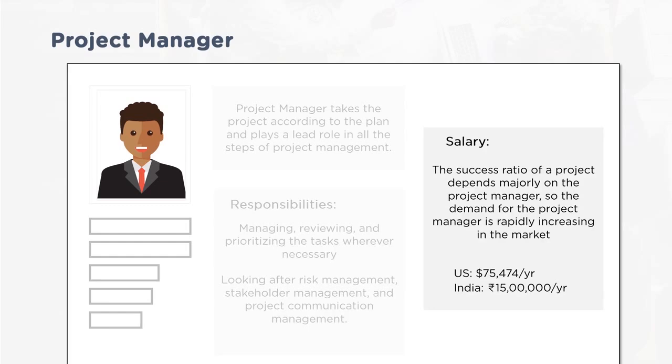Regarding salary, what we found while doing the survey is that the success ratio of a project depends majorly on the project manager. So the demand for project managers is rapidly increasing in the market. Accordingly, the average is 75,474 per year in USD. In INR, it is 1,500,000. This is the approximate salary that was found.